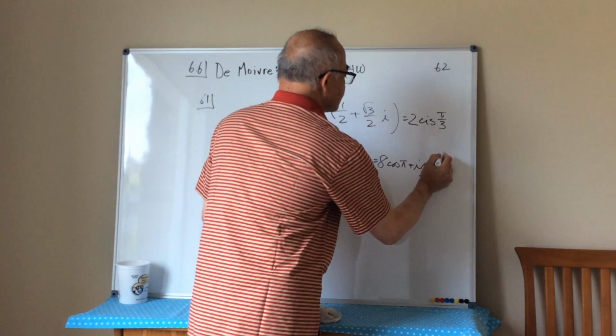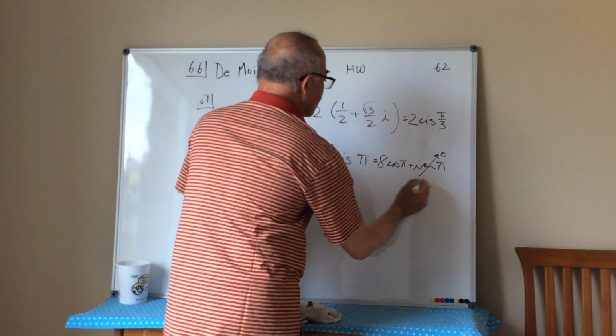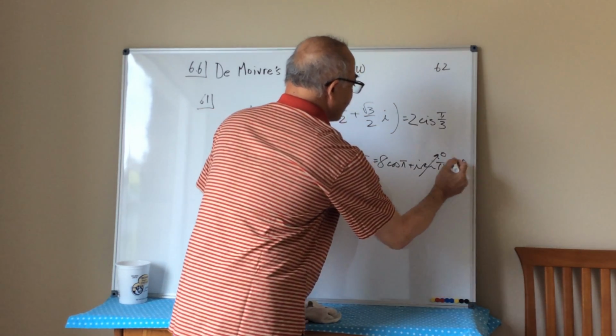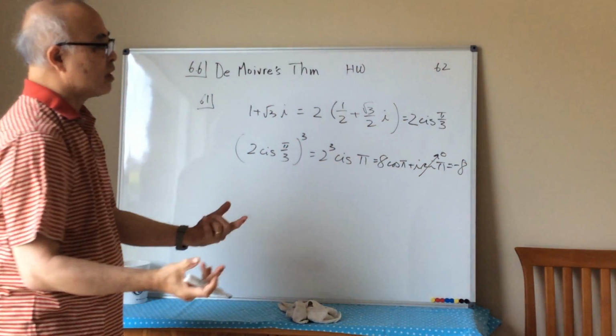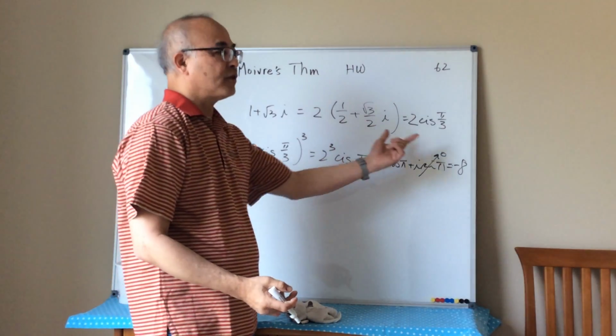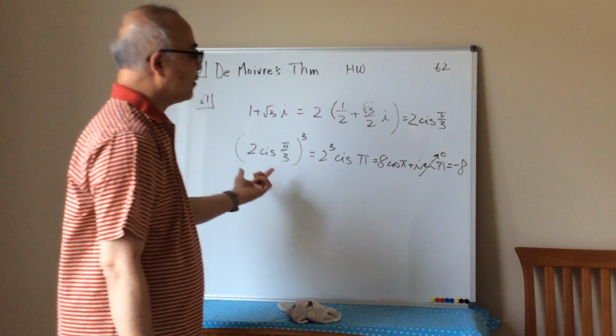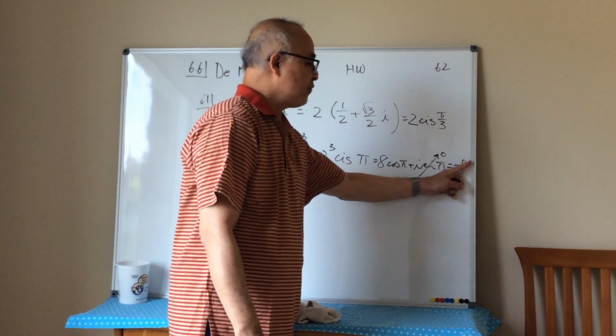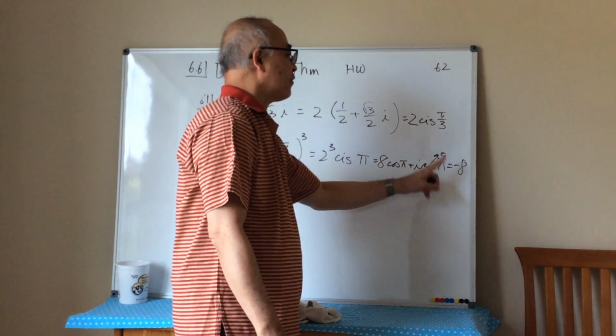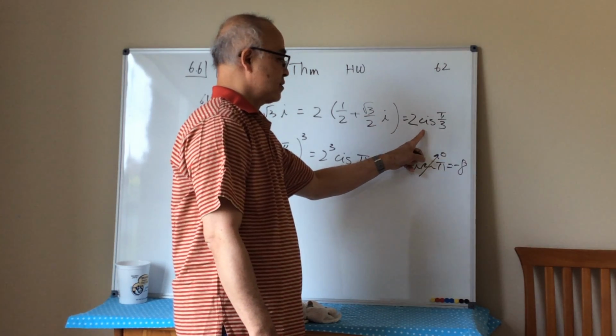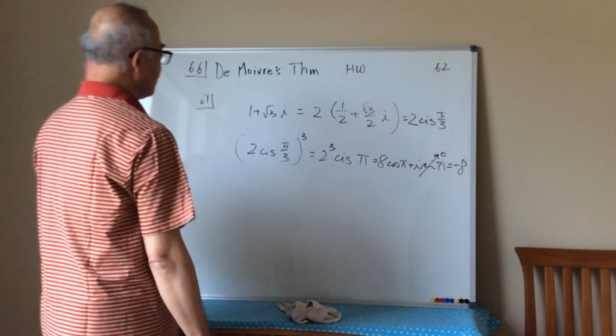Sine pi goes to 0. Cosine pi is negative 1, so it's going to be negative 8. So negative 8 was the original number that I was trying to find the cube roots of. Okay, so now I have to go back and find the cube roots of this. I'll find 3 of them, and one of them should be this. All right, so let's see if we can do that.